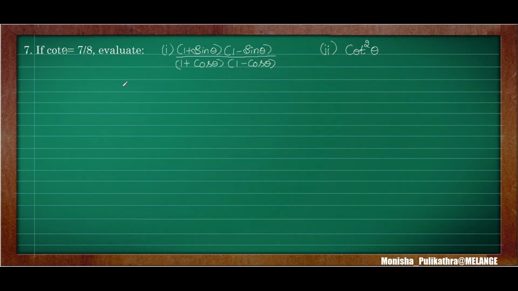Moving on to the seventh problem. The seventh problem is, if cot theta is equal to 7 by 8, evaluate the first expression, and the second expression is given. So the two questions we need to solve by taking the value of the ratios first, so that we can substitute in these trigonometric ratios. Okay, so first we need to draw a triangle.